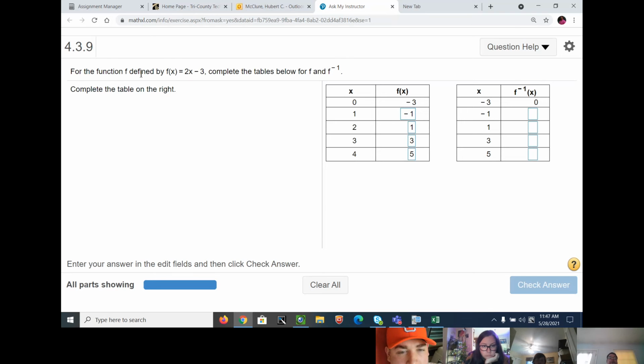Okay. For the function, find f of x. Okay, so this is how you do this one. This one's not too bad.